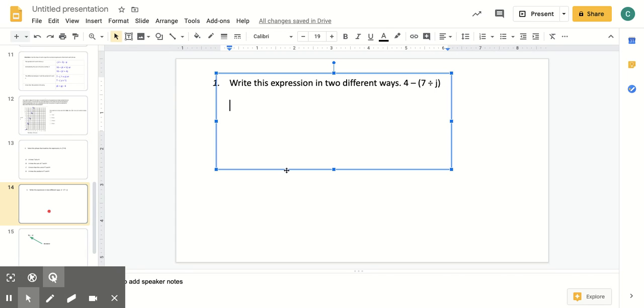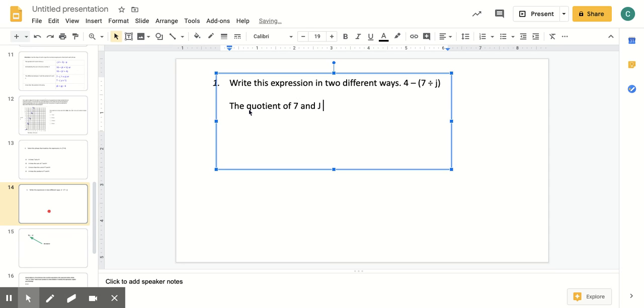Now I'm trying to write this expression in 2 different ways. The first thing I want to do is go to my grouping. I know because there's division in a grouping, I need to use the solution word quotient. So whatever my sentence is, I am finding the quotient of 7 and j. Now, I know that I am subtracting the quotient from 4. So one way I could write this is 4 minus the quotient of 7 and j.